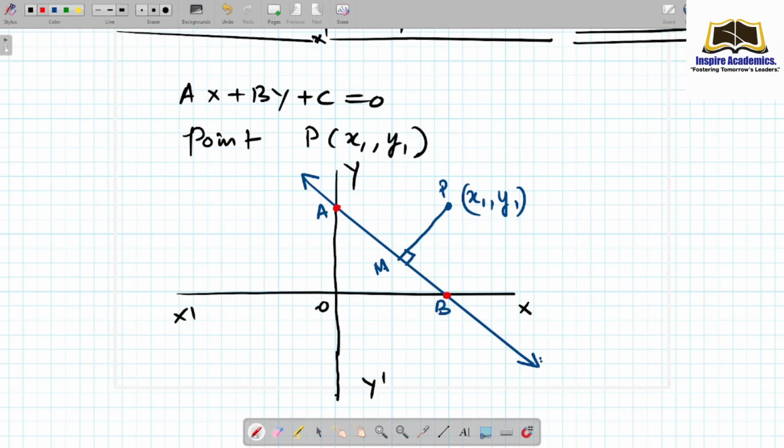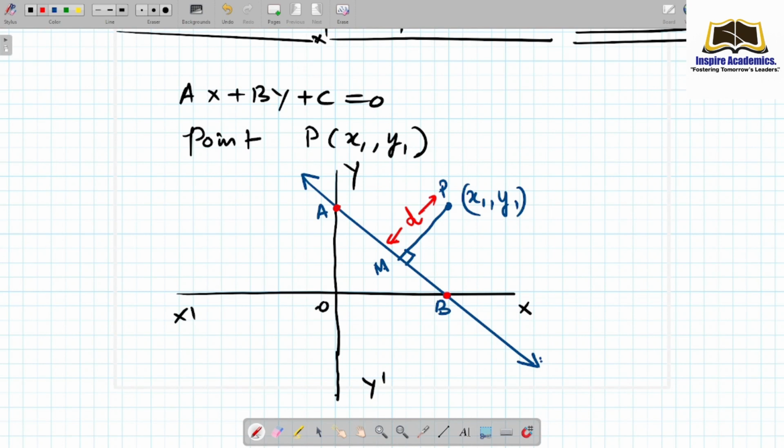Okay, what do we want? We simply want the distance PM, which is represented as, let us say, D. So we have to find the value of D, okay? That is the objective. A line is already there whose equation is given as ax plus by plus c equal to 0. There is an external point x1, y1, and from this point we want a distance D from this existing line. Is the objective clear? Okay.